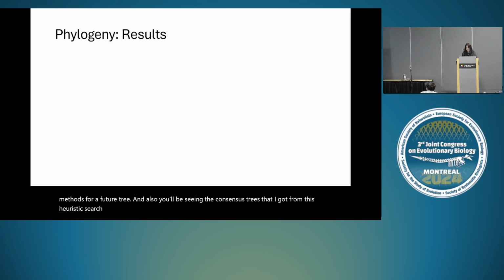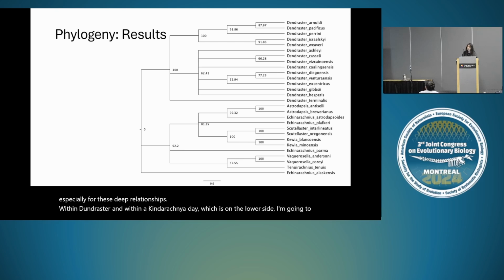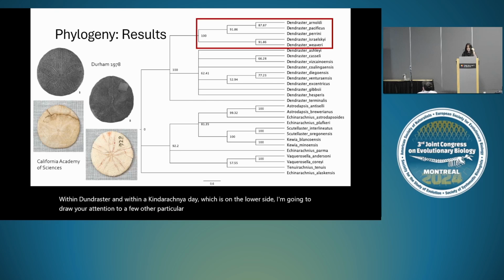So what does it look like? Well, here it is. And first, you'll note that, and I think the scientific term is polytomicity, especially for these deep relationships within Dendraster and within Echinarachnidae, which is on the lower side. I'm going to draw your attention to a few other particular things. These guys at the top are the Merriamasters, those miniaturized repetomorphic species, and they're clustering together, which would make sense.